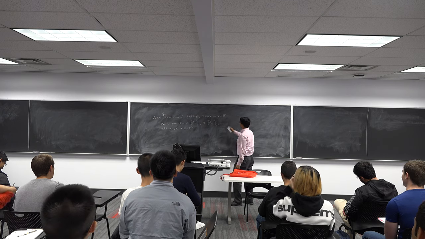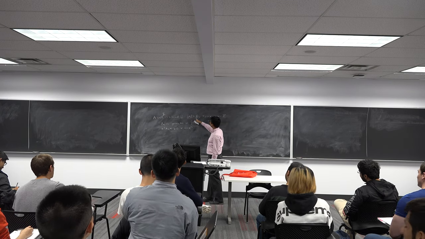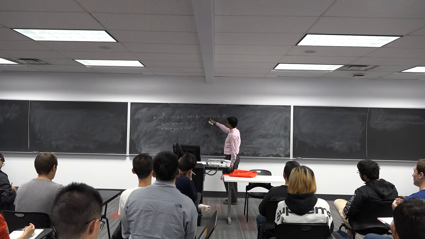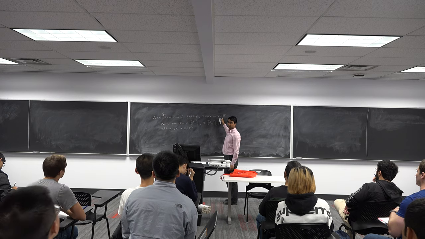Okay. But this is the definition of a closed set. So a set is closed if you pick a sequence in the set X and the sequence converges to some point, then that point should also belong to X.